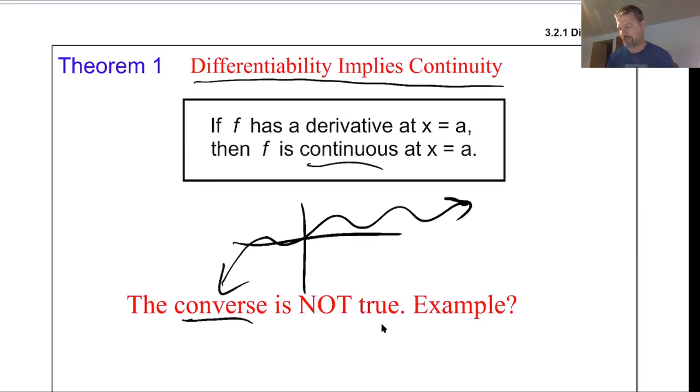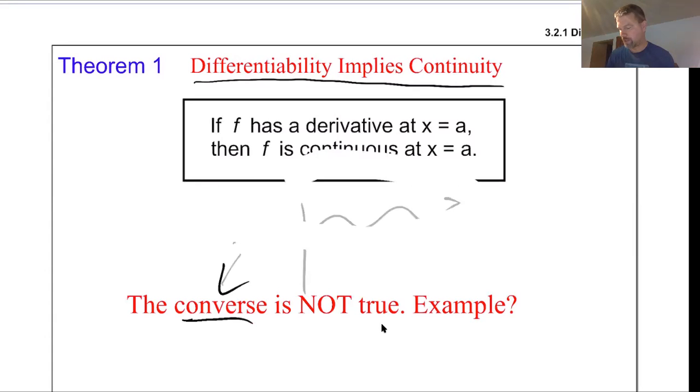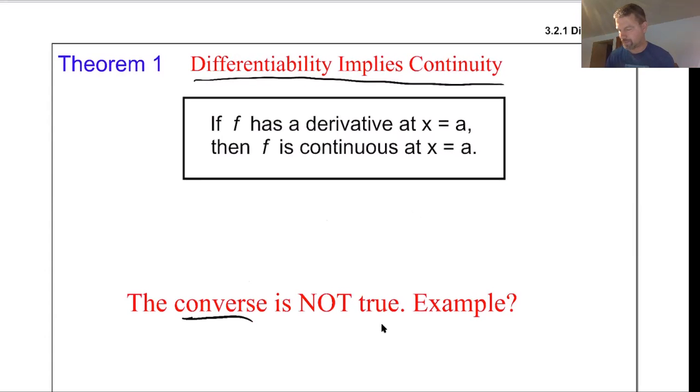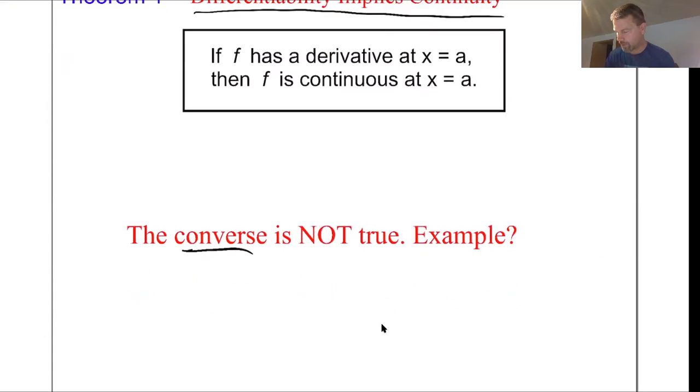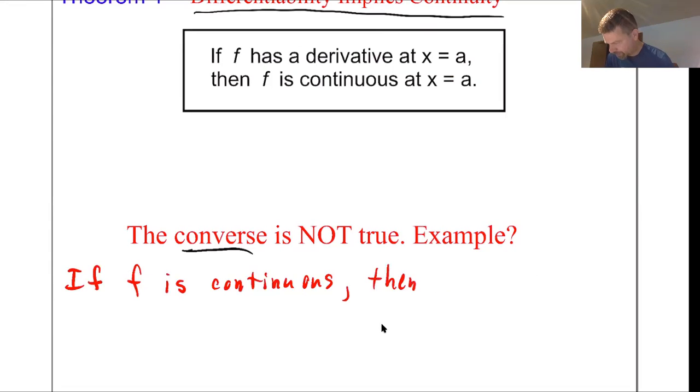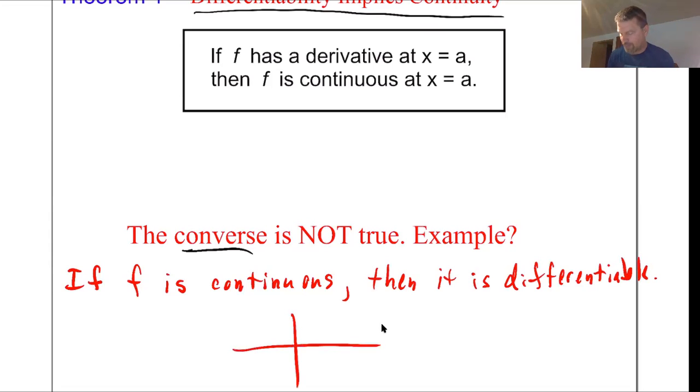The converse is not true. Remember the converse switches the if and the then, so I'll write the converse out really quick. If f is continuous, then it is differentiable. Now that is not necessarily true because I can definitely have a continuous function that's not differentiable, or at least not differentiable everywhere. Maybe pause the video, see if you can think of an example.